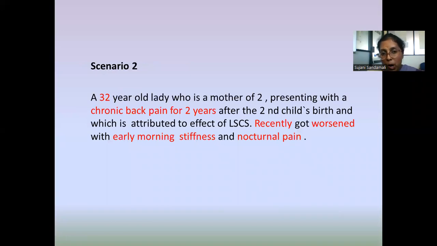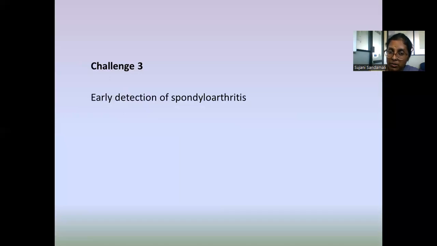So let's move on to scenario 2. It's a 32-year-old lady who is a mother of 2 presenting with chronic back pain for 2 years after the second child's birth, which is attributed to the effect of section and which recently got worsened with significant early morning stiffness and nocturnal pain. Here I have highlighted important facts in red. And so the challenge 3 is early detection of spondyloarthritis. If you don't detect the early stage of inflammatory arthritis, it can go on to cause morbidity to the patient.